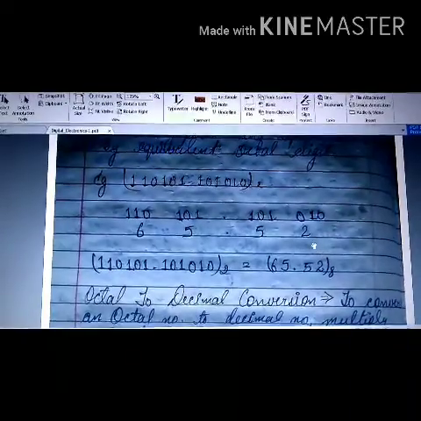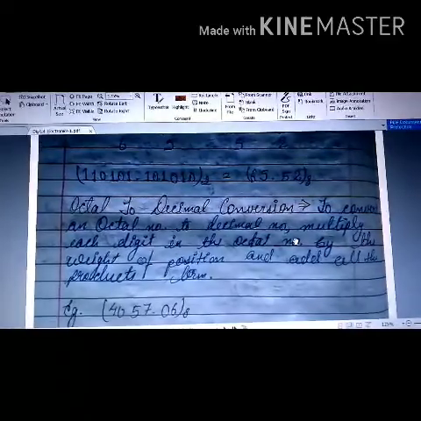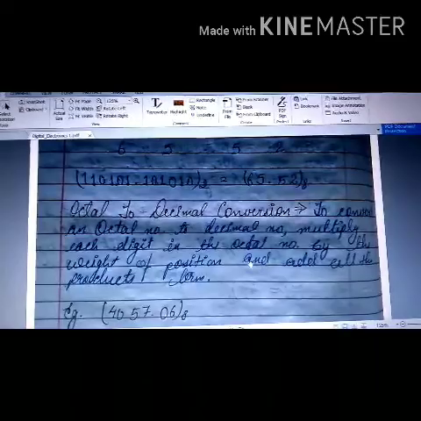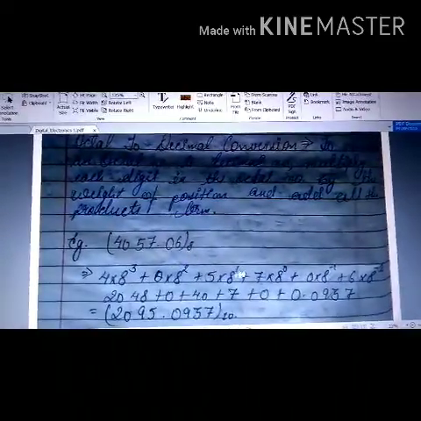Then, octal to decimal conversion. To convert an octal number into a decimal number, multiply each digit of the octal number by its weighted position and add all the product terms. So if I have an octal number, I will use the sum of weights method.